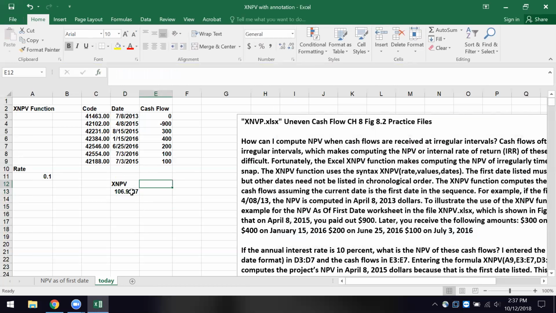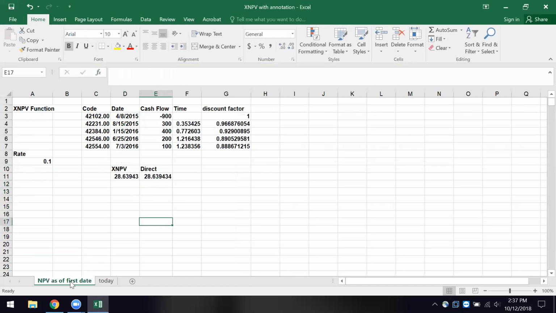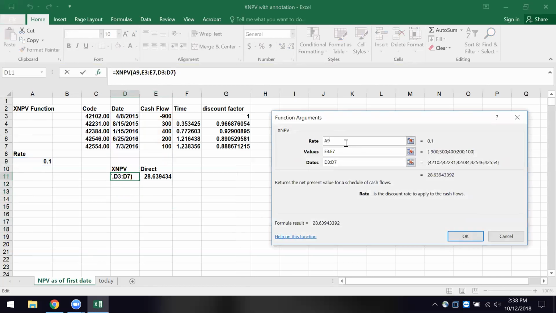And this is as of today. Now we can also do NPV as of the first date. And let's look at this. The rate is A9 over here, which is 1%. The values, excuse me, are E3 to E7. Those are the cash flows. And the dates are D3 to D7. And that gives us the XNPV.